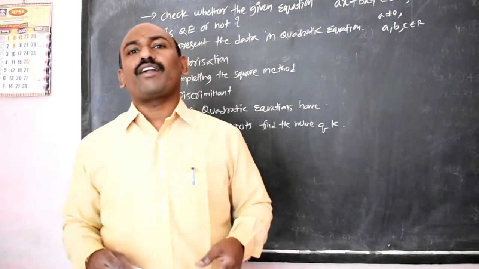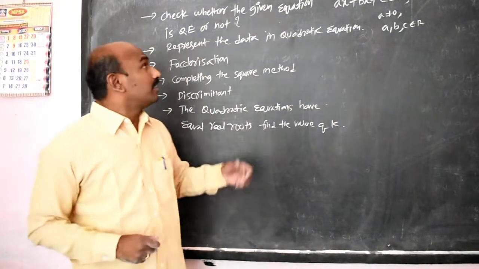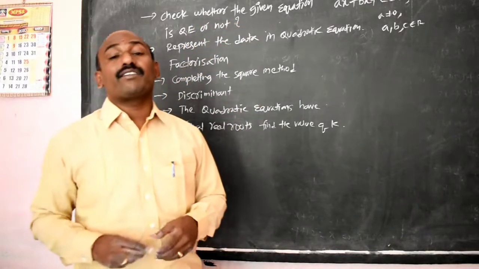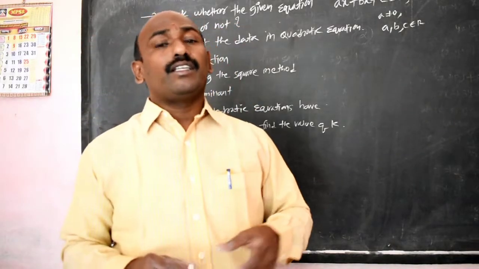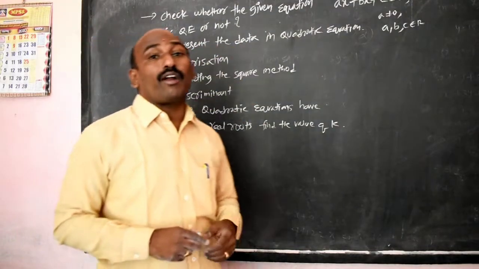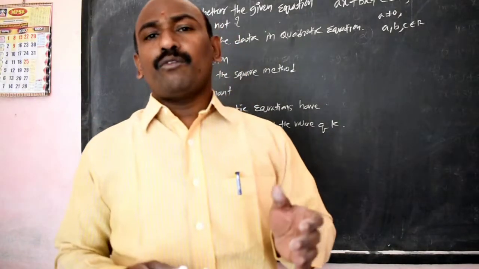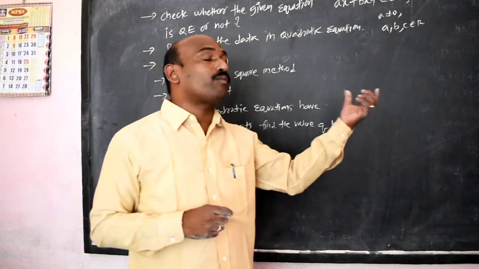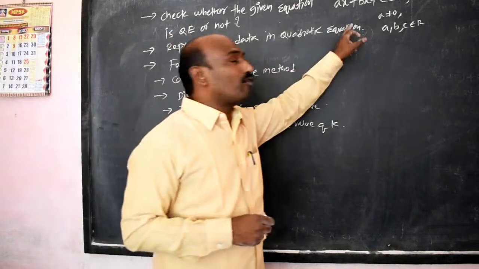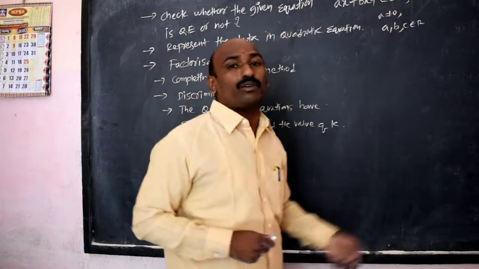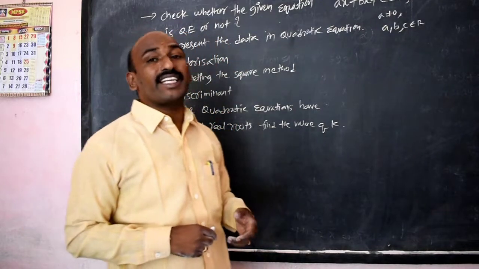The next chapter is quadratic equations. In this chapter we are going to study how to check whether the given equation is quadratic or not, and after that represent the data in quadratic equation form. Any word problem given, we have to convert into a quadratic equation in one variable. Here basically we are studying one variable, ax square plus bx plus c equal to 0, a is not equal to 0, a, b, c belong to real numbers.